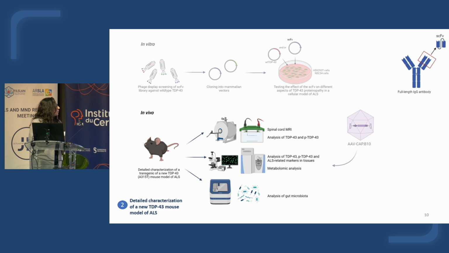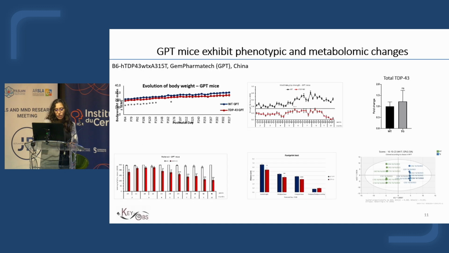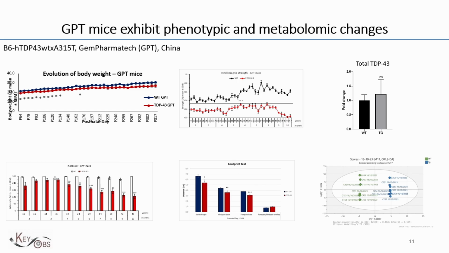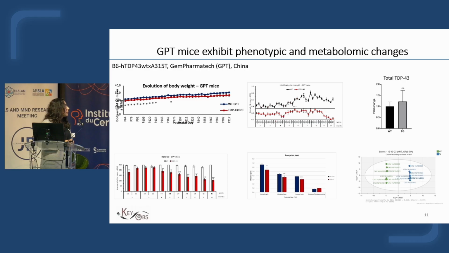So that's a very brief summary of some of the in vitro data that was collected and how scFvs altered the TDP43 profile. And then we wanted to move on to a novel mouse model for TDP43. This is a model that we were able to obtain from GEM Pharmatech Labs in China. This part of the project was done in collaboration with our industrial partners at Kiobs in Orléans. Basically, this is a novel model for TDP43. Nothing's been published about it, and we had the opportunity to work with it.